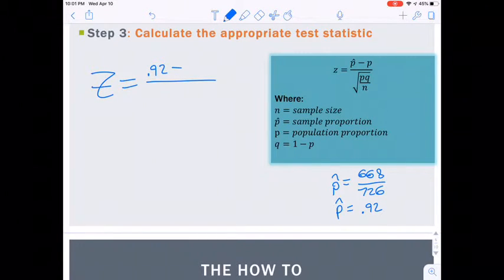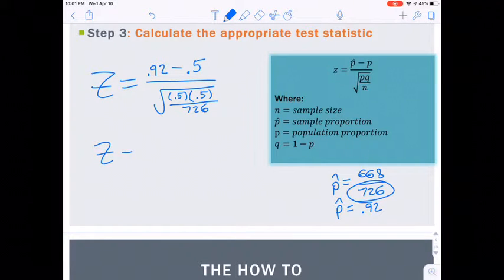P from the hypothesis was suggested to be 0.5. Square root of PQ, again, that's that 0.5 for P from the hypothesis. Q is 1 minus P. Well, if I do 1 minus 0.5, I'm going to get another 0.5. And N is our sample size, which was that 726.